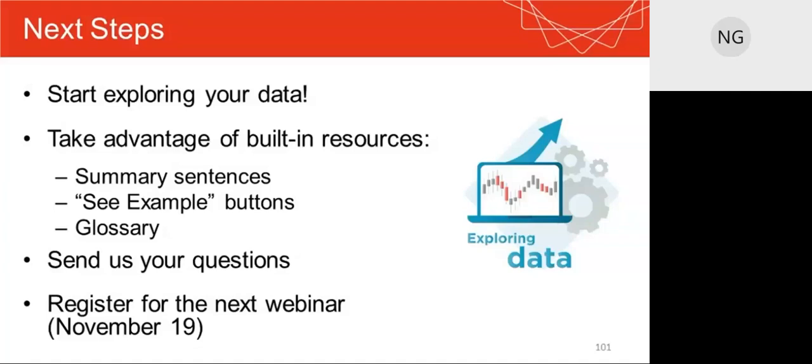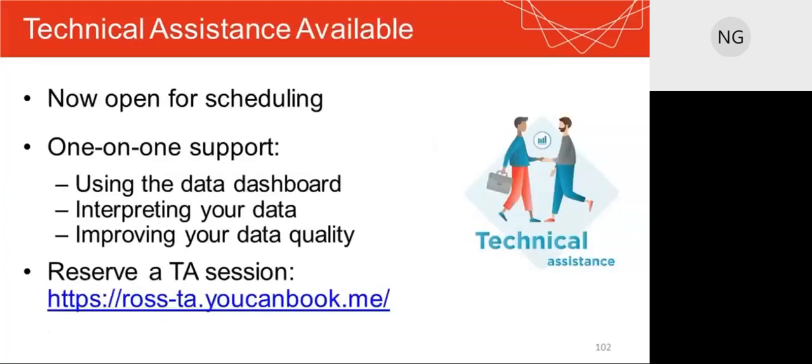Now, we are also excited to offer opportunities for individualized technical assistance. We can provide one-on-one help with using the data dashboard, interpreting your data, and improving your data quality. And this is provided by me and HUD, both program office and/or field office staff, depending on your needs. Our reservation website is now open for grantees to schedule a time, and that's on a first-come, first-served basis. You can schedule a time directly on the website. You just pick the time that works for you and answer some questions about what you hope to accomplish during the session. And the URL to do that is ross-ta.ucanbook, all one word, .me.